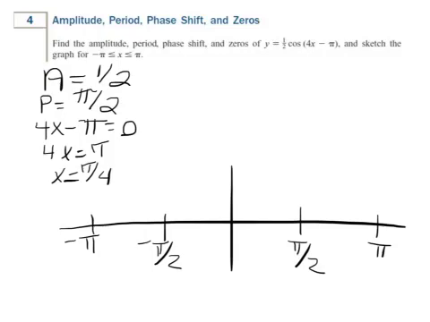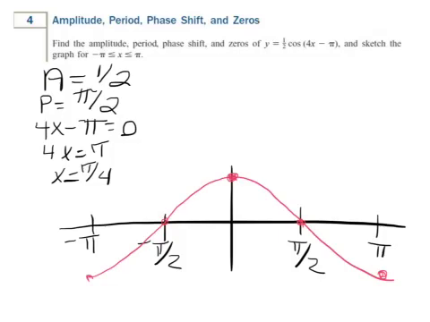Let's do our parent function first. If we just did cosine, the cosine at 0 is 1. And here it's 0, and here it's -1, so this is 0, and this is -1. So it's going to go something like that, our parent. Now, if we start putting everything else in, we know that our period is pi over 2, and our amplitude is 1/2. So let's do our period and amplitude together.